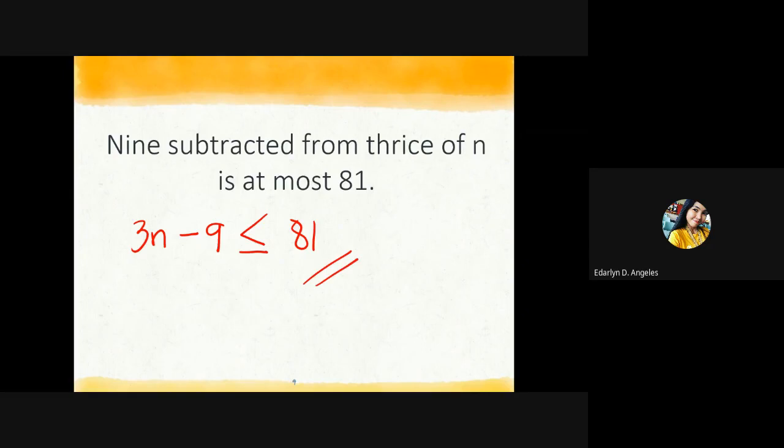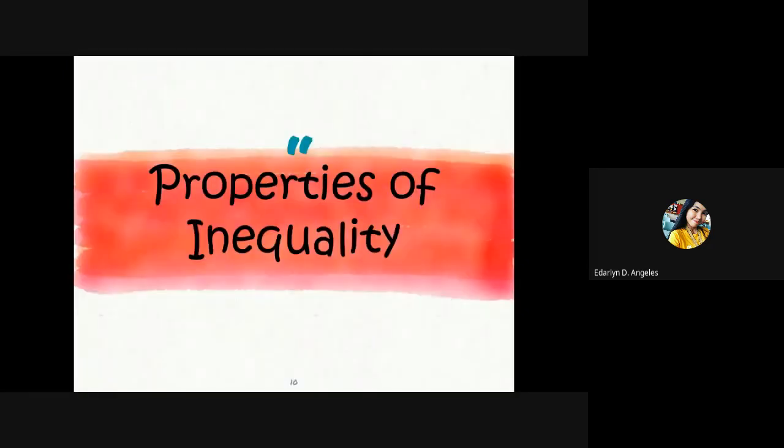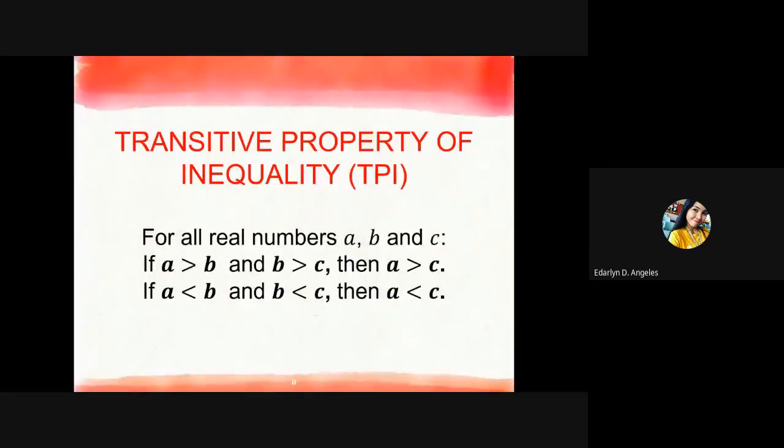All right. So now let's move on to the following properties of inequalities. For the properties of inequalities, the following properties here, class, hold true for any real numbers A, B, and C. In the last topics, we discussed the linear equation. Okay, we also have the same properties for inequalities. So the first one would be the transitive property of inequality, or what we call the TPI.